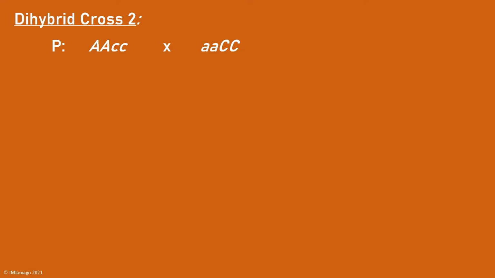Alright, so we come to dihybrid cross number 2. And right off the bat, you can see that I am using a different second gene. It is gene C, because in dihybrid cross number 1, we used genes A and B there. Now, another thing to take note of is that the female parent is homozygous dominant for A, but homozygous recessive for C. And the male parent is homozygous recessive for A, but homozygous dominant for C.